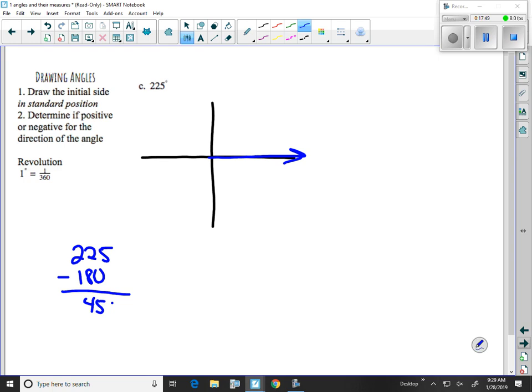You tracking with me on that? We're going 180 plus another 45, because if we do 180 plus 45, that's 225. Okay, so 180 plus another 45 would put me right here. There's my 225. Okay, and you're going to see why I wrote those down in just a second. It's going to help us out with our revolutions.